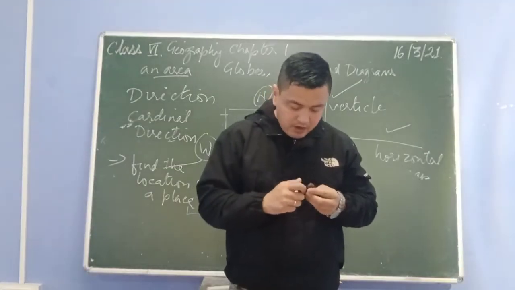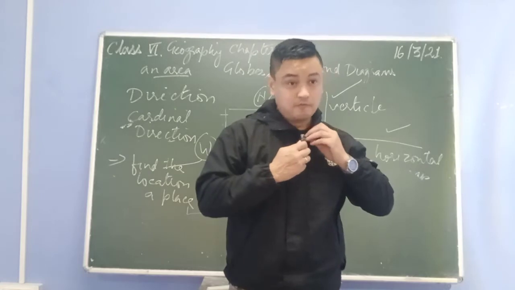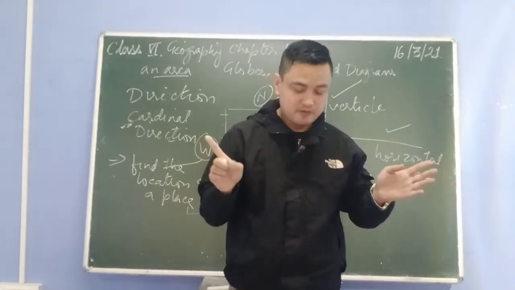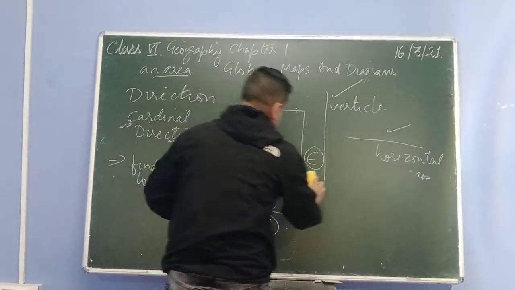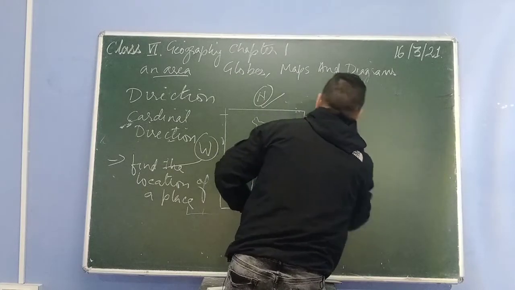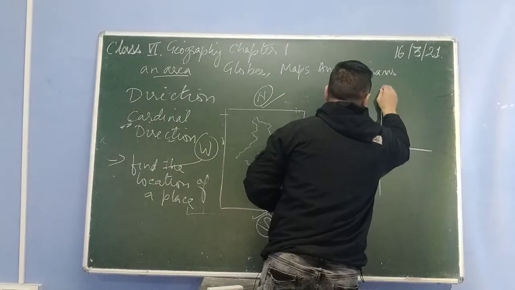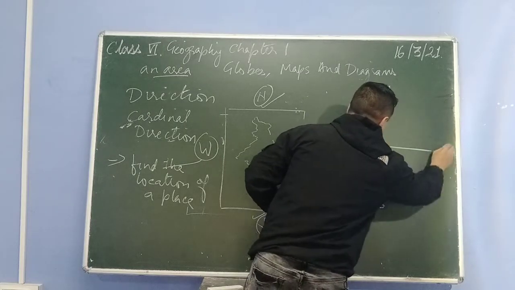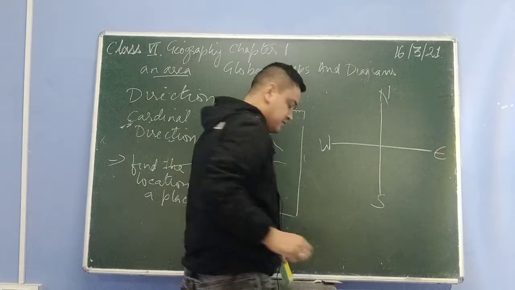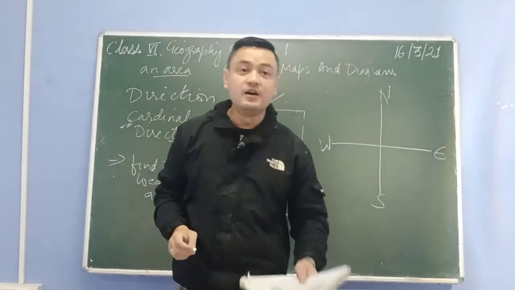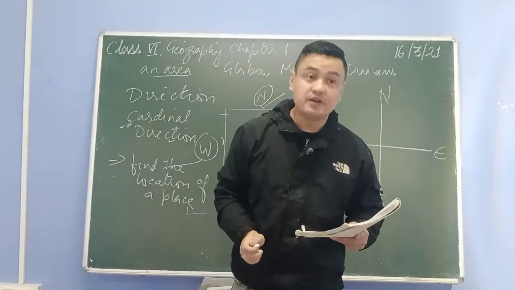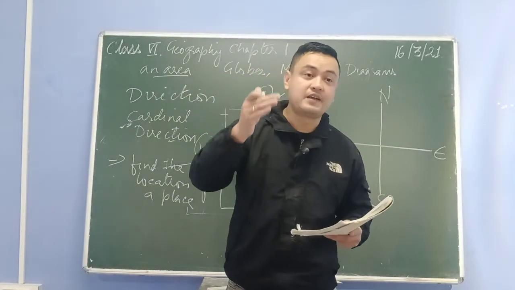Now we are moving on to another direction. First we learned cardinal directions. Now you understood that these are known as north, south, east and west. Now we are going to learn about intermediate directions that you also find in your compass.